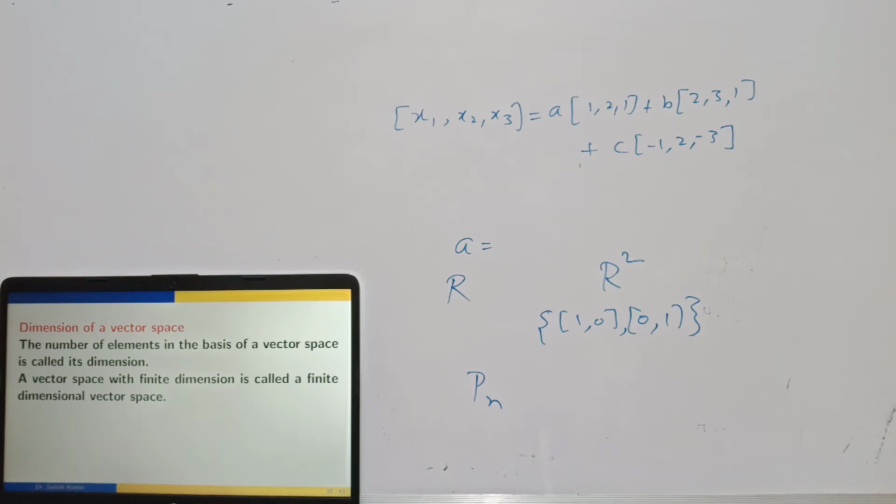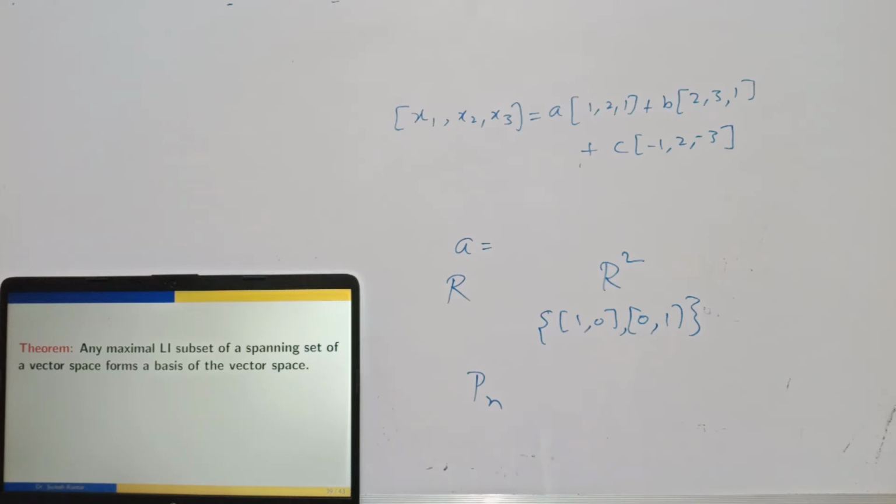Okay, so if you know one basis of the vector space, you can write the dimension. A vector space with finite dimension is called a finite dimensional vector space. So for R2 this is the basis, so the dimension of R2 is 2. The dimension of M22 is 4. Why? Because we know a basis of it which carries 4 vectors. The standard basis carries 4 vectors.